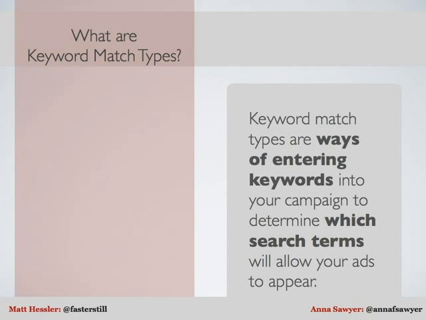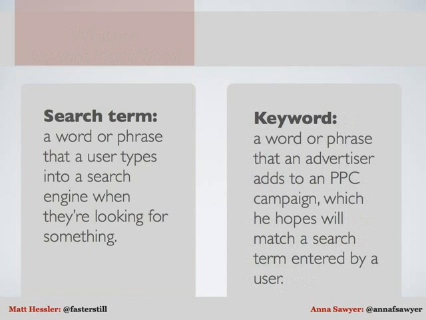A search term is a word or phrase that a user types into a search engine when they're looking for something. So this is the thing that the person typing into Google actually types in. Next up we have a keyword, which is a word or phrase that an advertiser, that's you guys, adds to your PPC campaign to try and match a search term entered by a user.